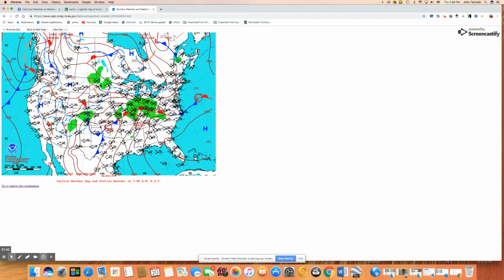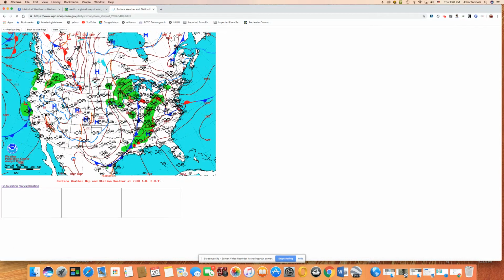So the low is getting organized here. It's not really too strong yet. But it's going to be forming right in the area around Nebraska here. And the cold air is starting to move across this way, so that's a cold front that's forming over on this side here.